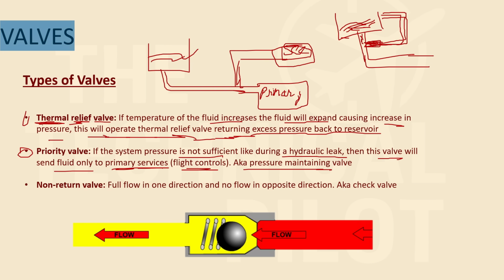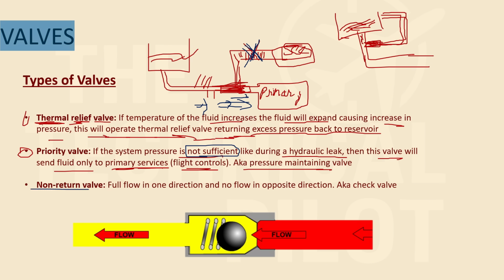So in case of a hydraulic leak somewhere here, the hydraulic pressure will drop, and a selector valve would be installed somewhere here. The selector valve will block the hydraulic fluid from being sent here. Instead, it will send the hydraulic fluid to the primary services only. It will seize the fluid in the secondary services, and it won't let it go there. It will send all the fluid to the primary services. And this is only when the pressure is not sufficient, right? It won't do it unnecessarily.